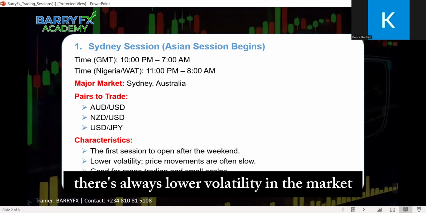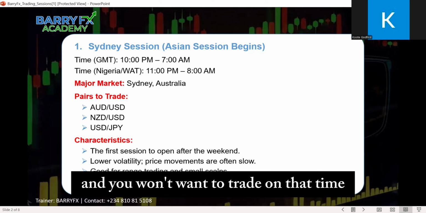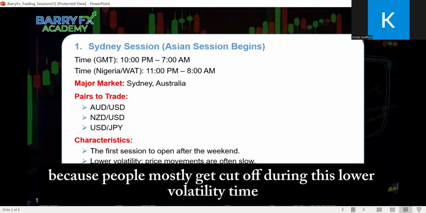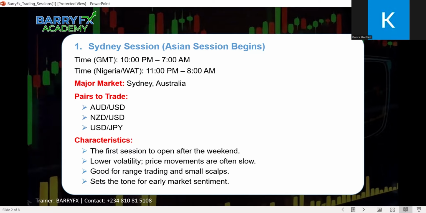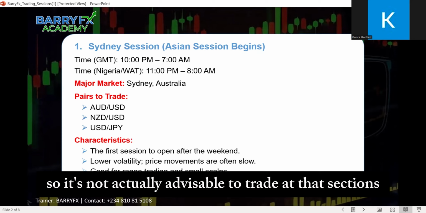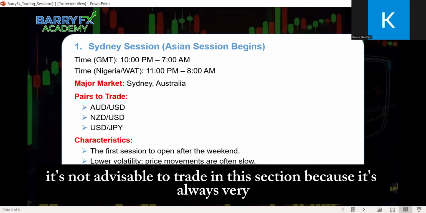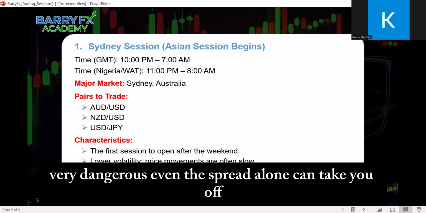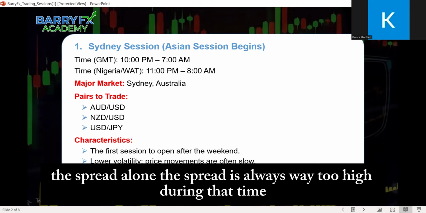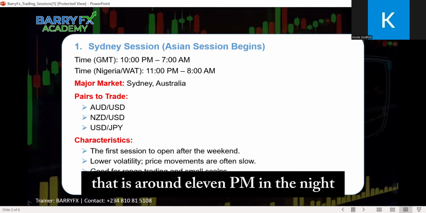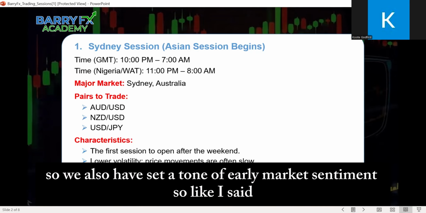There's always lower volatility in the market, and you won't want to trade at that time because people mostly get cut off during this lower volatility time, during this Asian section. So it's not advisable to trade in this section because it's always very dangerous. Even the spread alone can take you off. The spread is always way too high during that time, around 11 p.m. in the night. So we also have it setting a tone of early market sentiment.